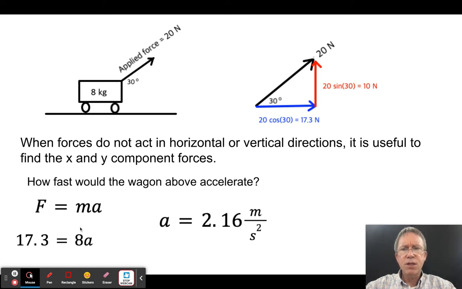So I can put 17.3 newtons here, 8 kilograms here, and when I solve for it, I get 2.16 meters per second squared. That's the rate at which this would accelerate in this circumstance. Now, if I tip this angle upwards, then there'd be a smaller horizontal component, and the object would accelerate at a slower rate. And conversely, if I tipped it downwards, I'd get a smaller angle here, so more of it would be horizontal, and it would accelerate faster.